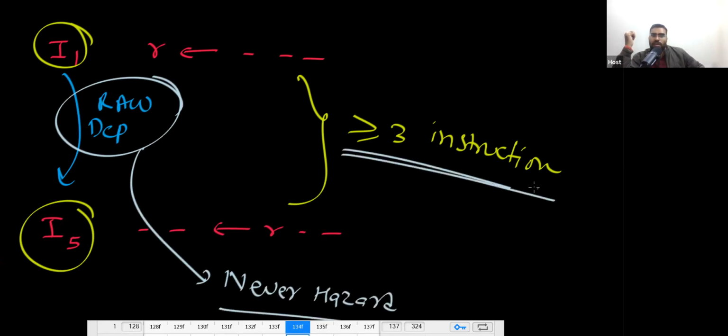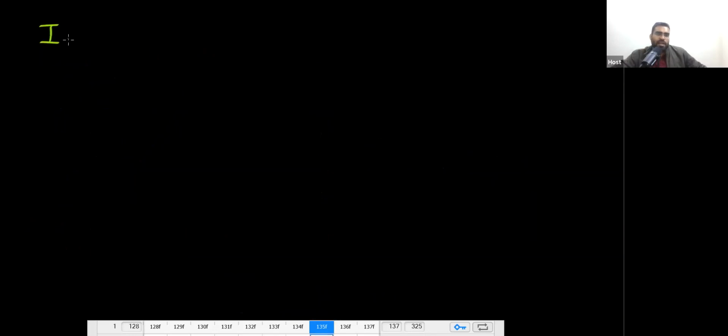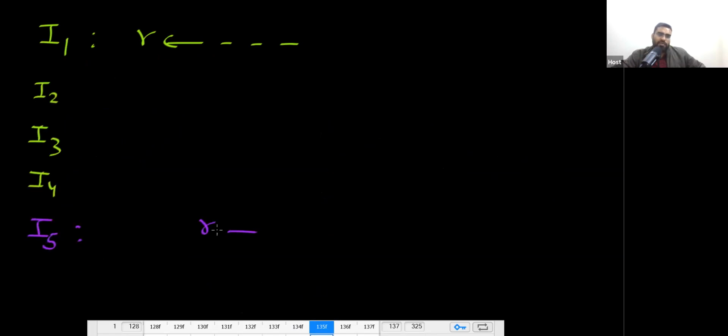If you have greater than or equal to 3 instructions in between, understood? Just think about it. Let me tell you: if you have instruction I1, which is writing something, and then you have 3 instructions, I2, I3, I4, and then instruction I5, and this instruction I5 is reading something, reading R.